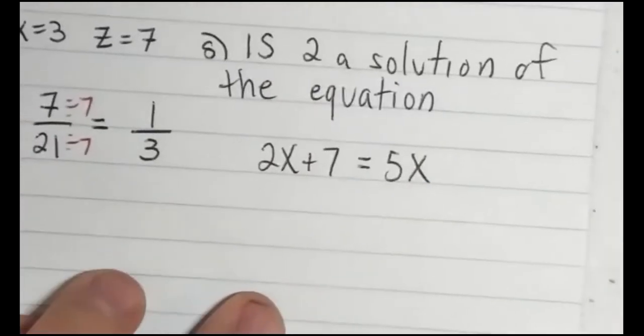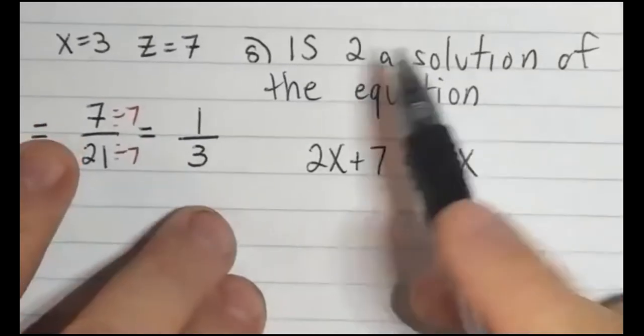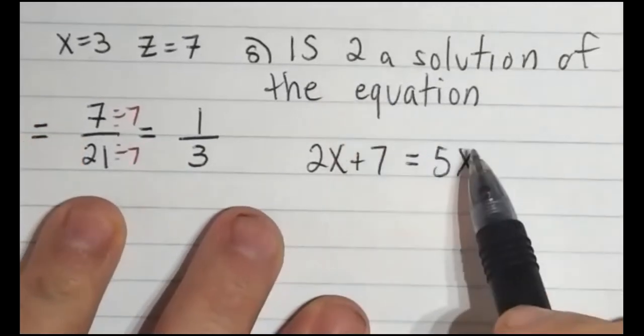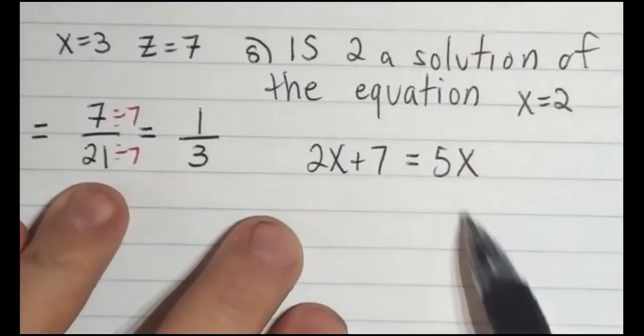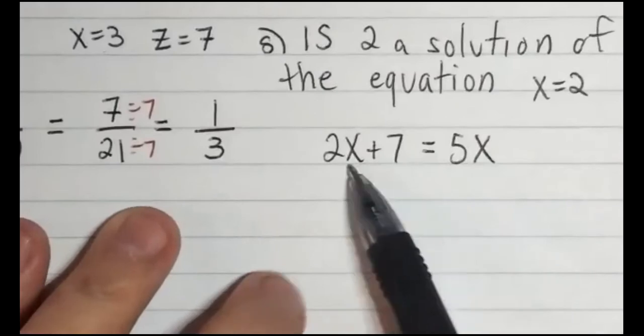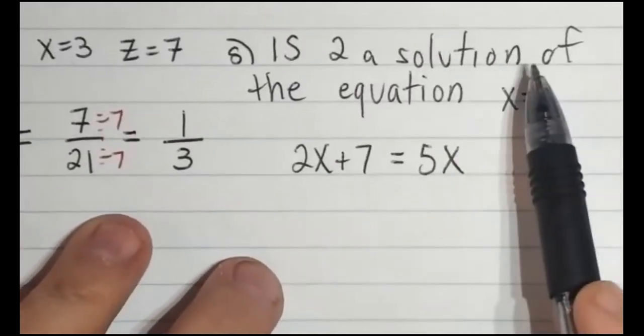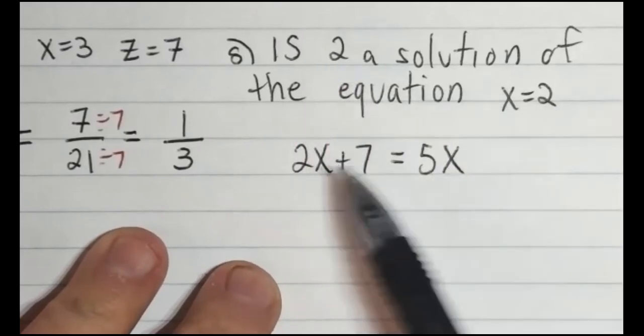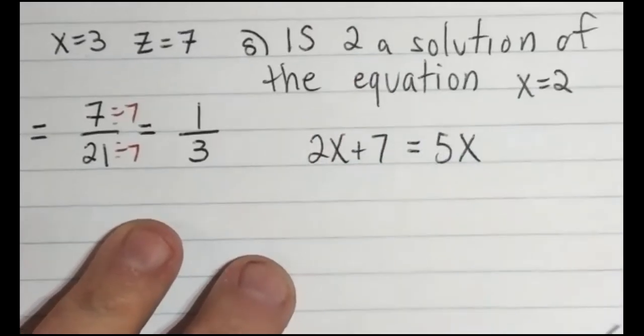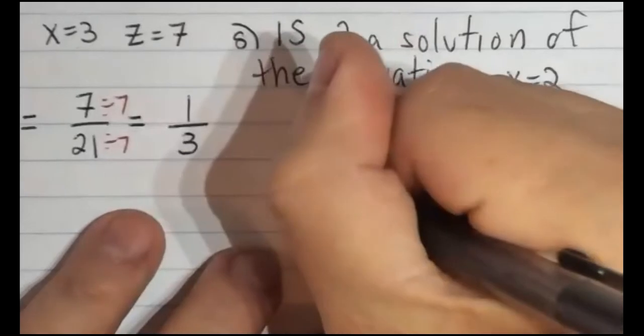So what they're telling you is, if you substitute 2 in for x, in other words, if x equals 2, are these two sides going to be equal? Because if it's a solution, that means they have to be equal. If when you substitute that 2 in for x they're not equal, you would say, no, it's not a solution. Well, let's figure it out.